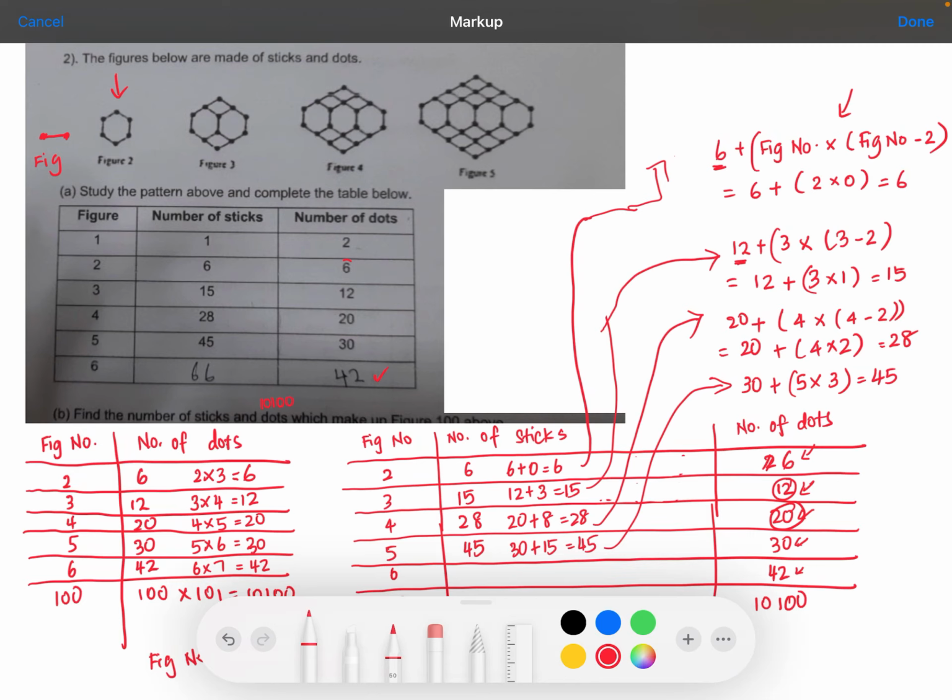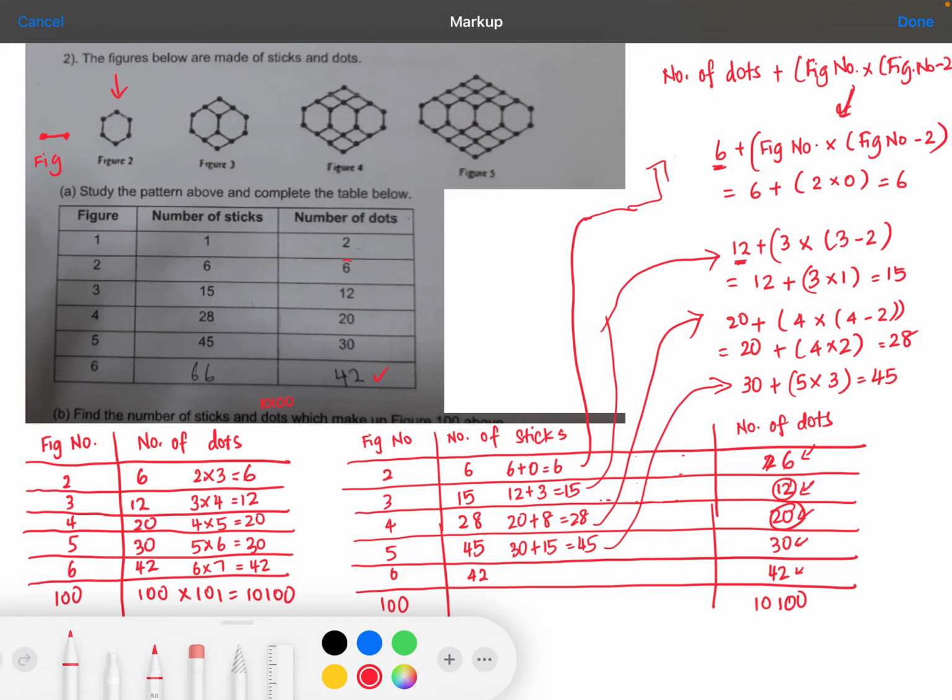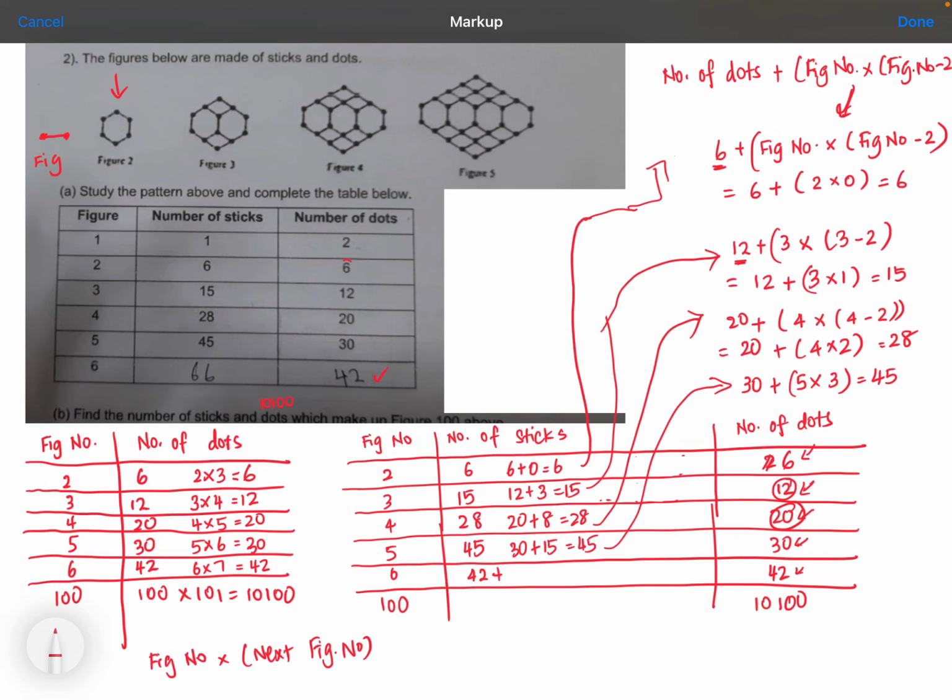So it seems that I can actually do this. So what is actually the formula? It will be the number of dots plus figure number times figure number minus 2. So let's try for the next one. I have 42. Number of dots is 42. Okay, plus my figure number is 6. Figure number minus 2 will be 4.